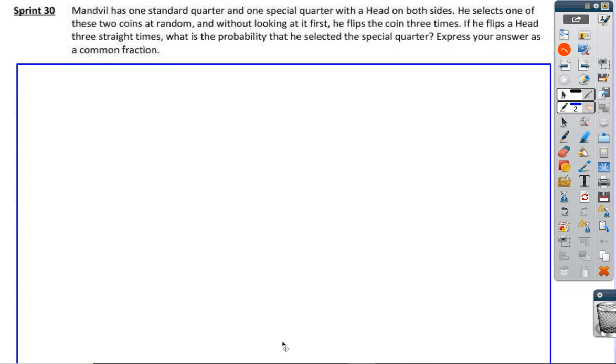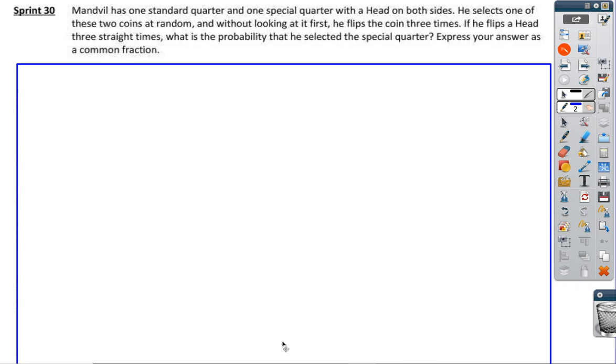So Mandeville has one standard quarter and one special quarter. The special quarter has heads on both sides. He picks one quarter randomly, flips it 3 times, and he gets heads every time. What are the chances that he randomly picked the special quarter?